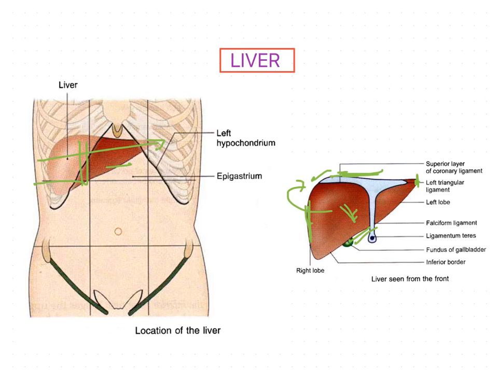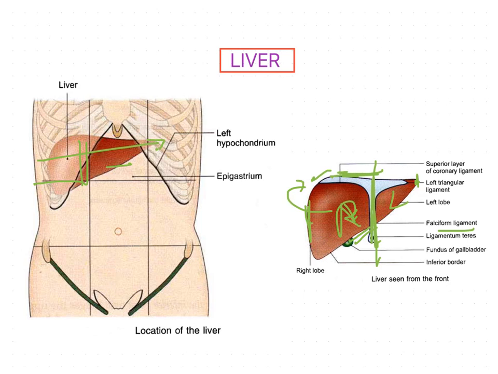And if you see the lobes, mainly the liver is divided into two lobes anatomically. So this is the left lobe and this one is the right lobe. They are separated from each other by the line of attachment of the falciform ligament. So this is the falciform ligament which separates the right and left lobes.